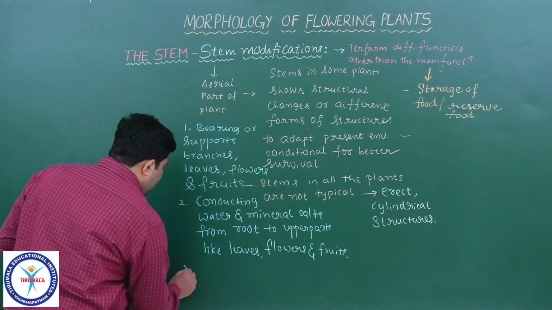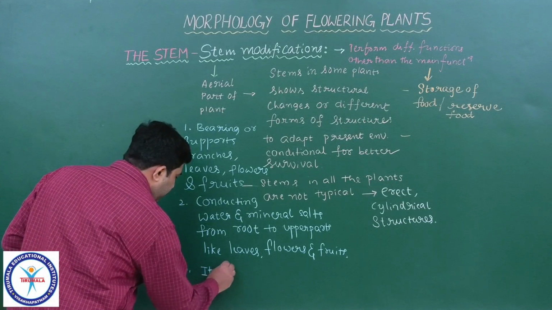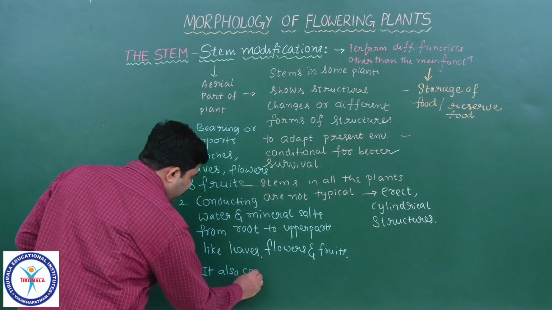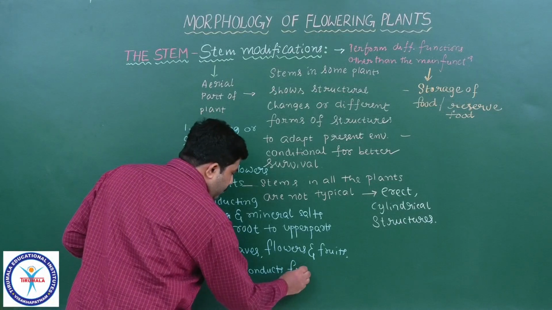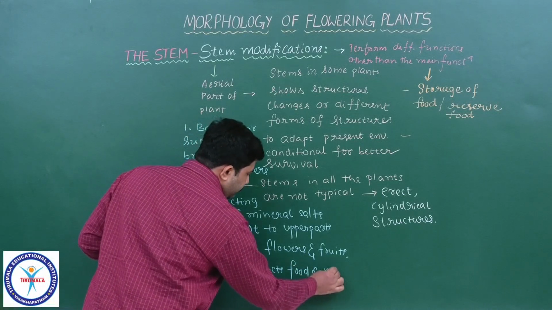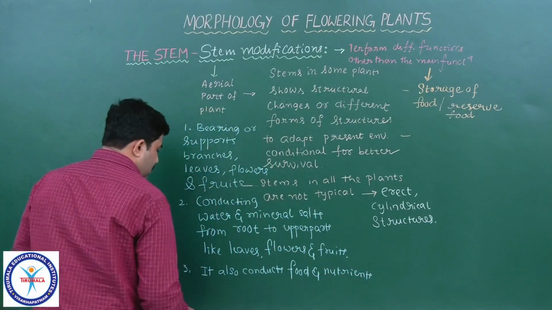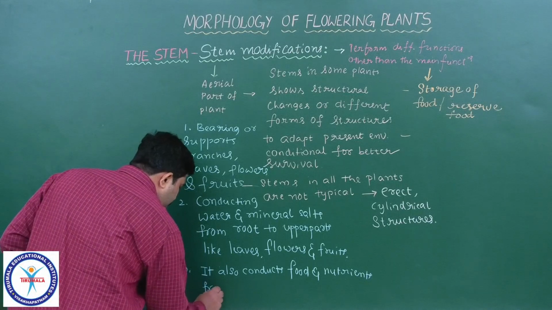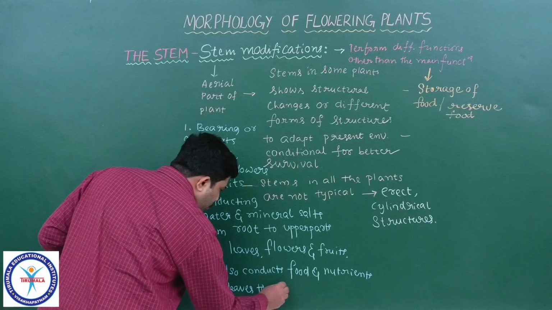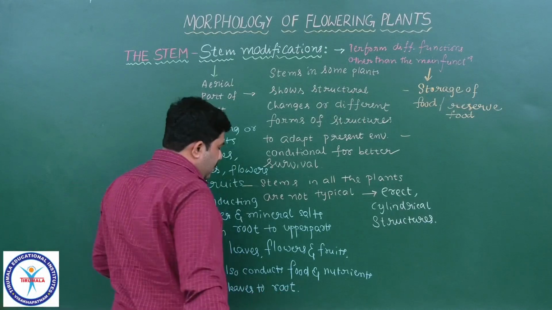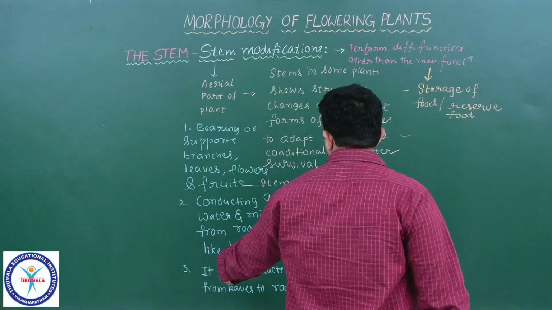And the third important or main function of the stem is that it also conducts food and nutrients from the leaves to the root, because the root is the lower part of the plant. Now you got the point. So all these are the main functions.